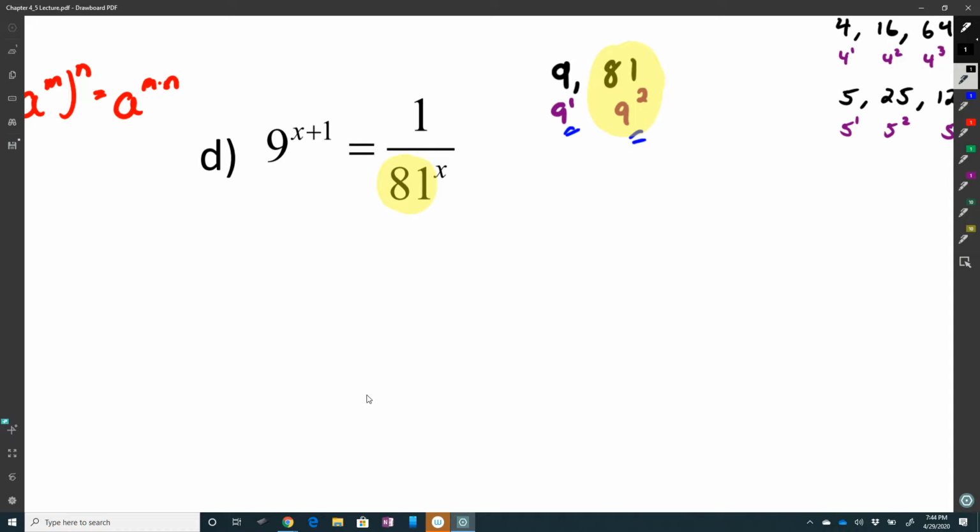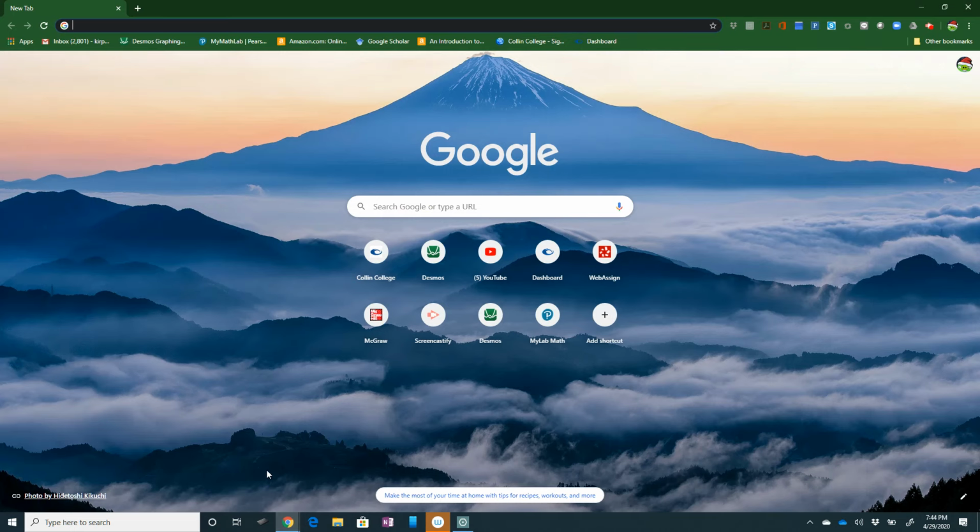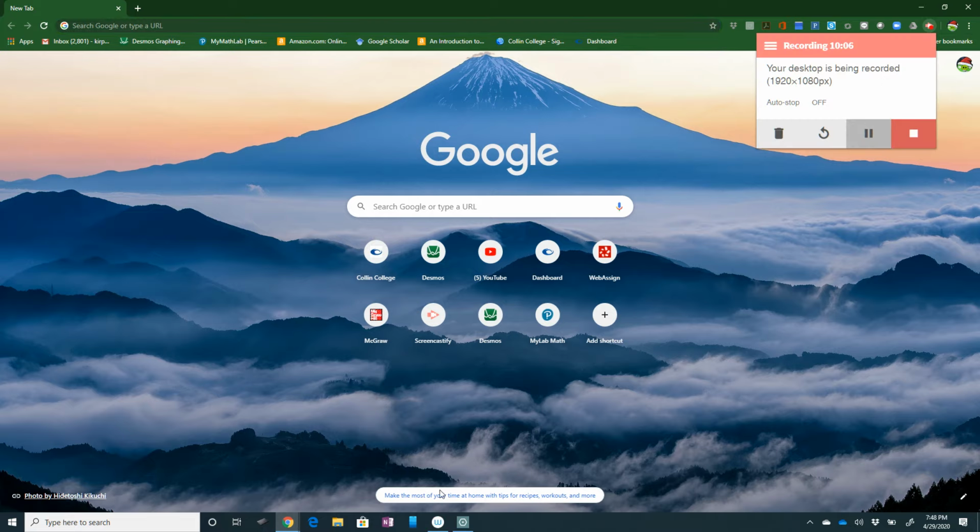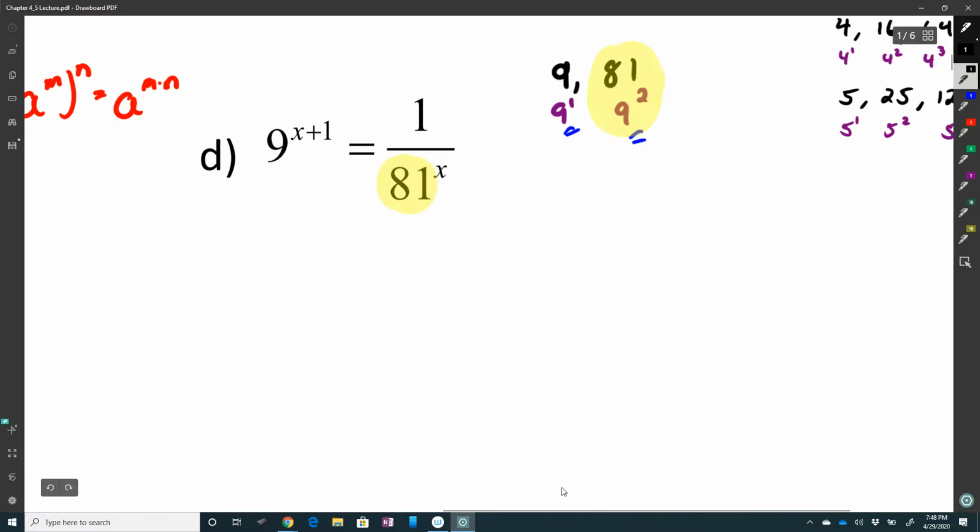So, hold on. What's the cleanest way without confusion that I can do this? Let me pause this. I need to think of the best way to explain it. Alrighty. So, sorry about that.